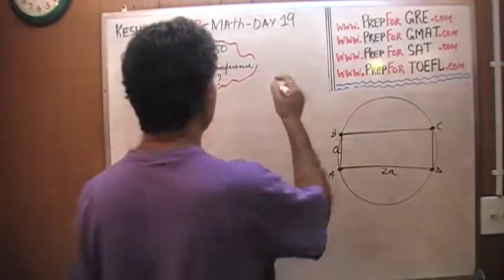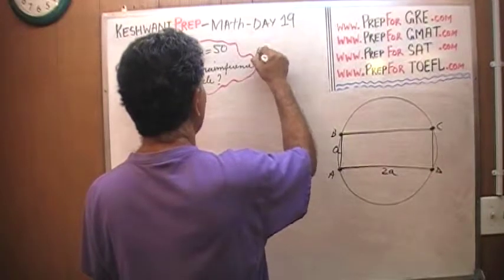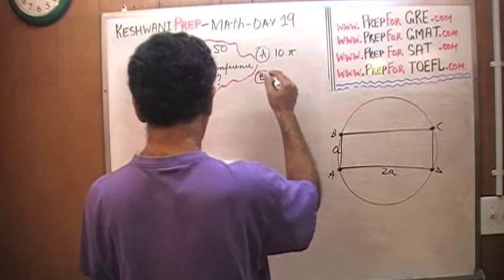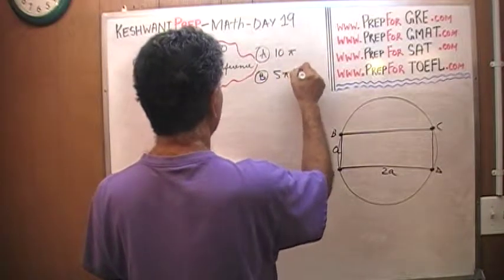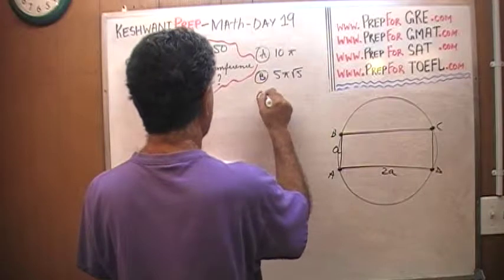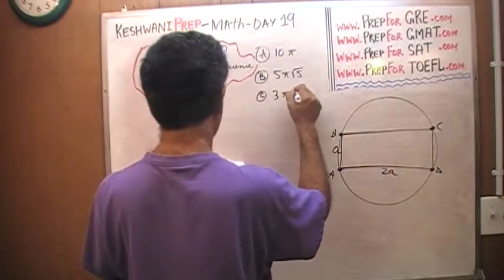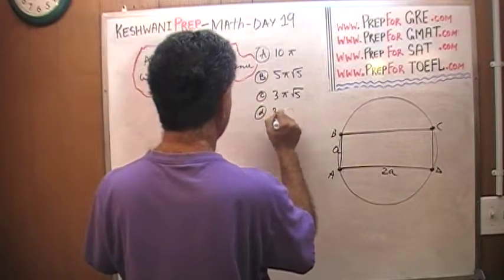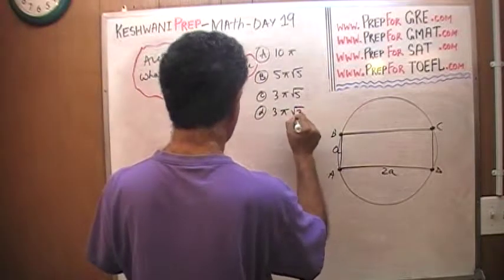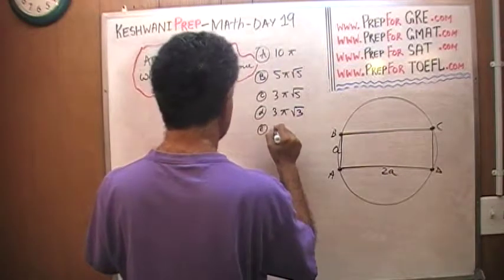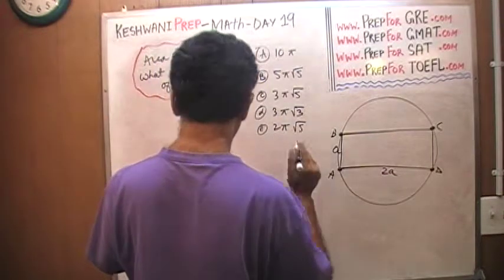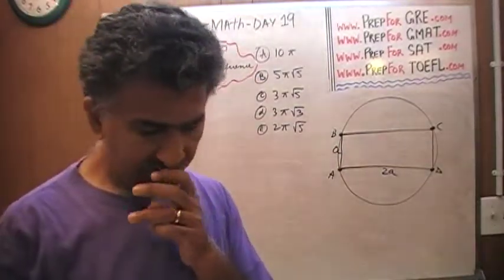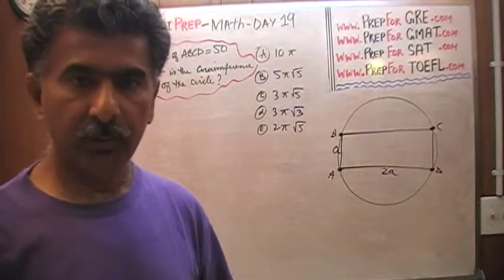So here are the answer choices: 10 pi, 5 pi times root 5, 3 pi times root 5, 3 pi times root 3, and finally 2 pi times root 5. There are two ways to tackle this problem. Let's do the classical way first, the conventional way first, and then I'll show you the quick and dirty way.